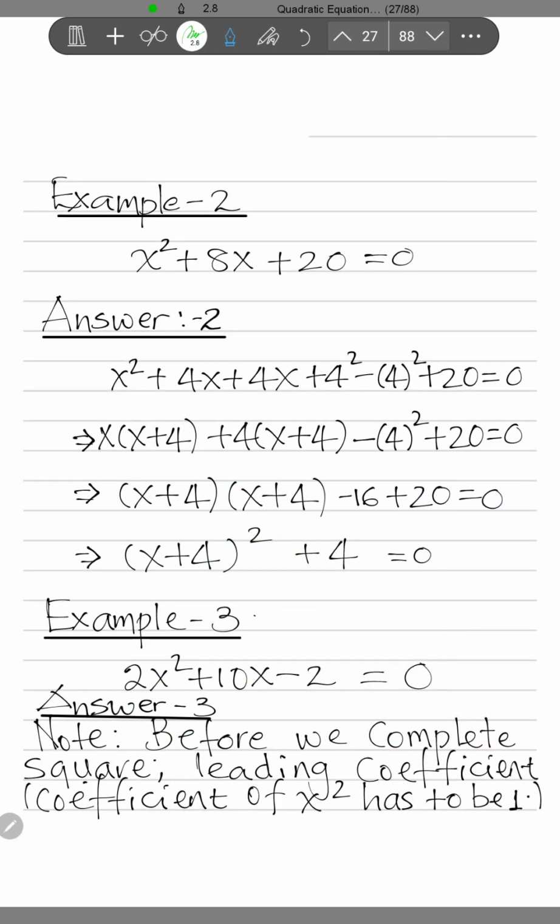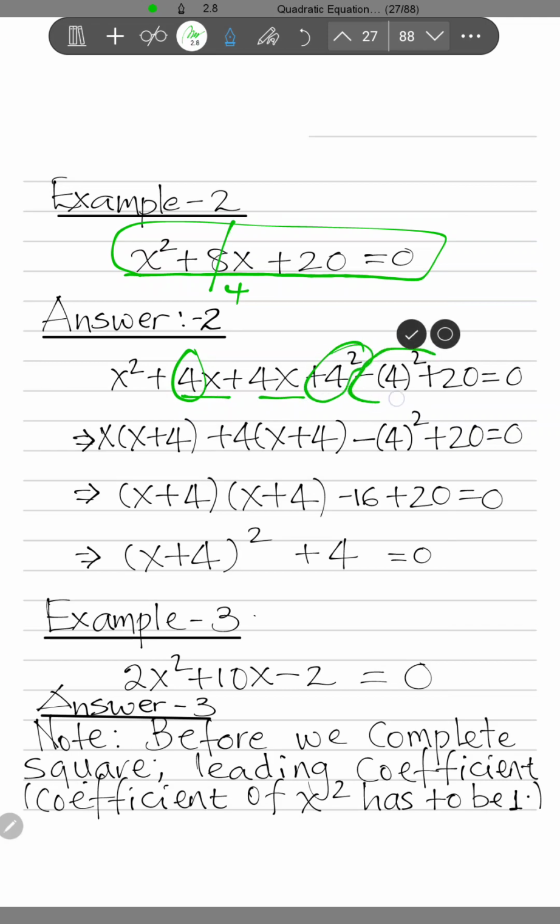Next example. x squared plus 8x plus 20 is equal to 0. Half of 8 is 4. I split it into two places, 4x and 4x. Okay, I have 4 here. What's 4 square? I keep it here. Subtract that same amount. But 20 is there already. Okay, I keep it there. Now I will focus on this part, which is x plus 4, the whole square, x plus 4 the whole square.